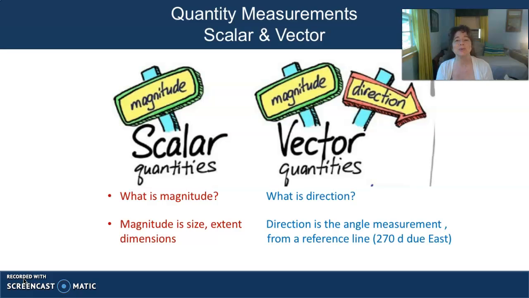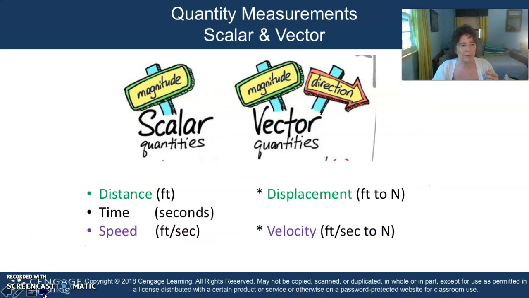In this case, direction is defined as an angle measurement from a reference line. In general, it's from a horizontal reference line. So we're talking about an angle measurement that can be from due east, an angle measurement that can be from due north. Let's give you some examples to make it a little bit more clear.